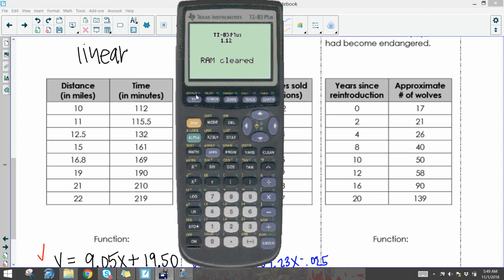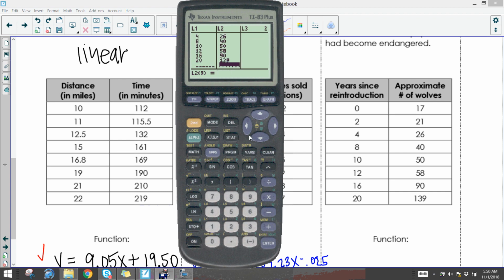So I'm going to hit second plus 7, 1, 2 again, and clear everything out from the last problem about the gaming. Let's go to our stat, edit. Let's put in our data. We have 0, 2, 4, 8, 10, 12, 16, and 20, and then 17, 21, 26, 40, so just be real careful how you put this in, 50, 58, 90, 139.